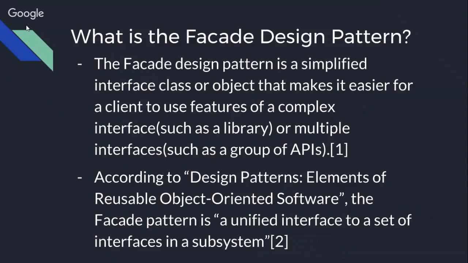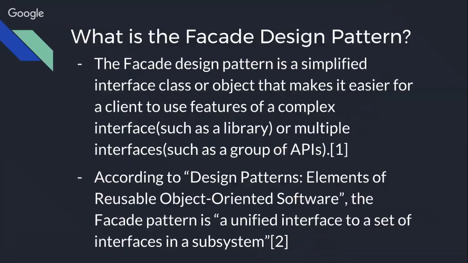So let's define what the facade design pattern actually does. A way of looking at it, it's kind of like a simplified interface class, and its purpose is to make it easier for a client to use the features of a complex interface, such as a vast library of functions, or multiple interfaces that maybe share a commonality in what they do, such as a group of APIs, and we'll be looking at an example of that in a little bit.